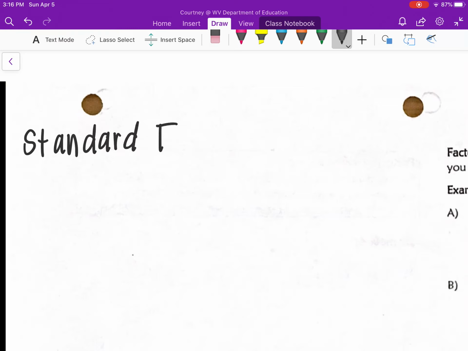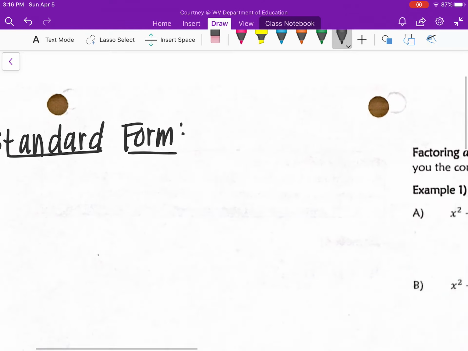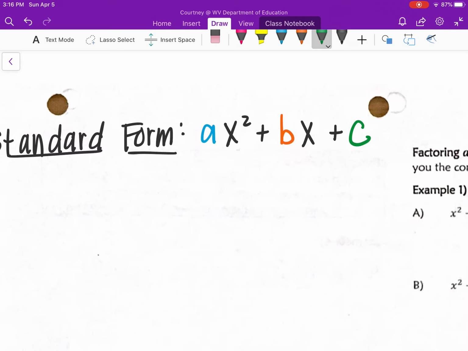I hope you guys remember that. Standard form. It is, remember, decreasing. So first we have some number, we'll just call it a, and then we have x squared, and then we have some other number b, and we have an x, and then lastly some number plus c, which is our constant, right?